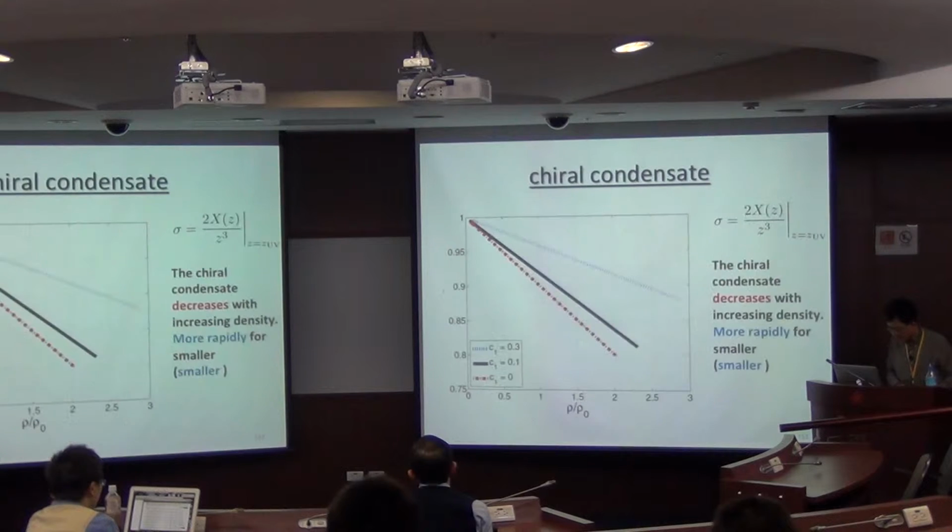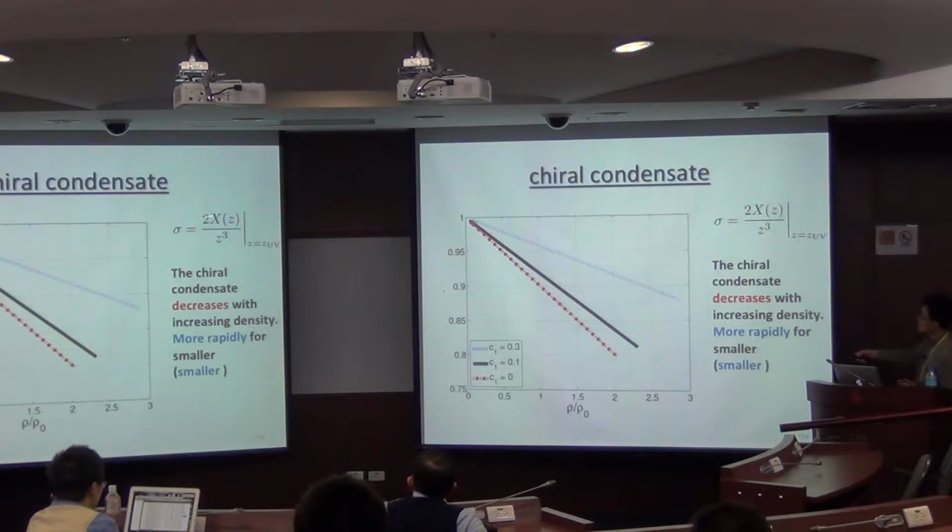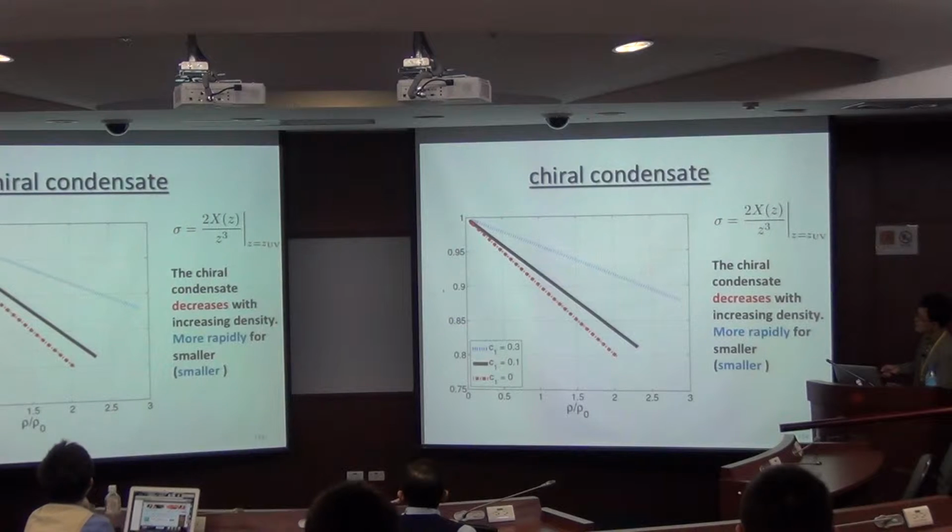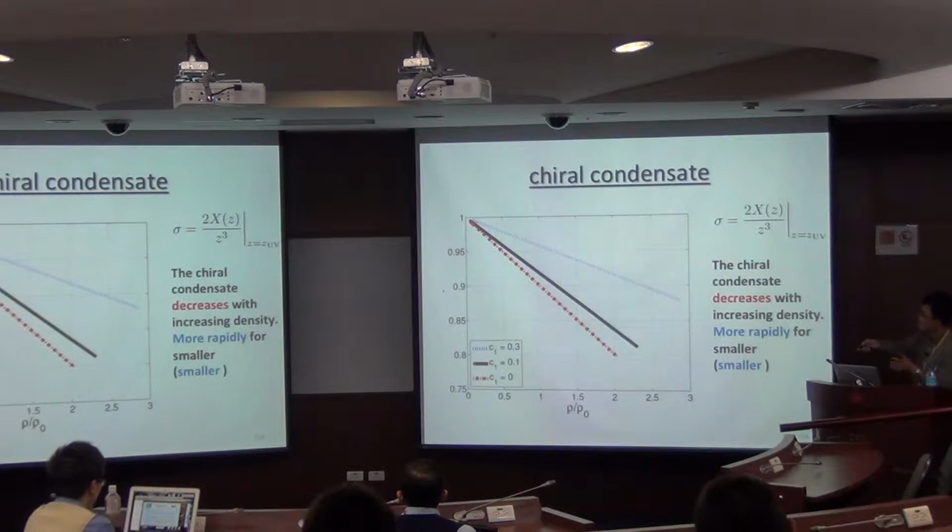Then this is a result for the analysis of the chiral condensate sigma, defined by this. The horizontal axis shows the density. The vertical axis shows the value of this chiral condensate normalized by the vacuum value. At vacuum, it should be 1. Then when we increase the number density, or go to the higher density region, the chiral condensate decreases. This implies that partial chiral symmetry restoration occurs.